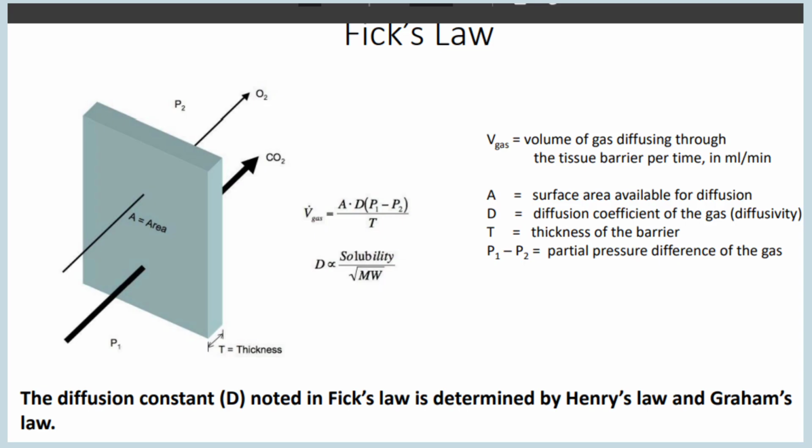Now, as per Fick's law, the rate of diffusion across this membrane will depend upon a few factors. So, V gas is equal to A D into P1 minus P2 divided by T, where V gas is the volume of gas diffusing through the tissue barrier per time, that is the rate of diffusion, A is the surface area available for diffusion, T is the thickness of the barrier, P1 minus P2 is the partial pressure difference of a gas, and D is the diffusion coefficient of the gas or diffusivity.